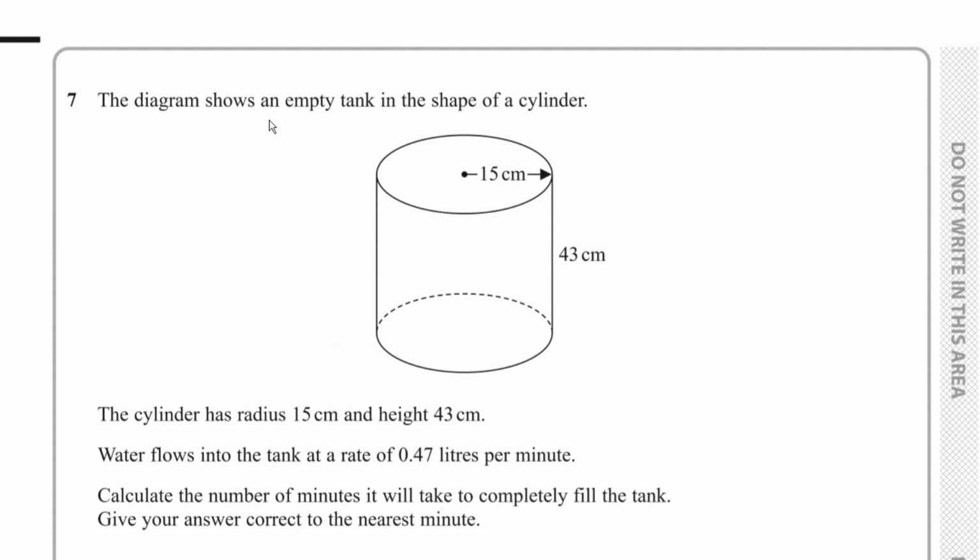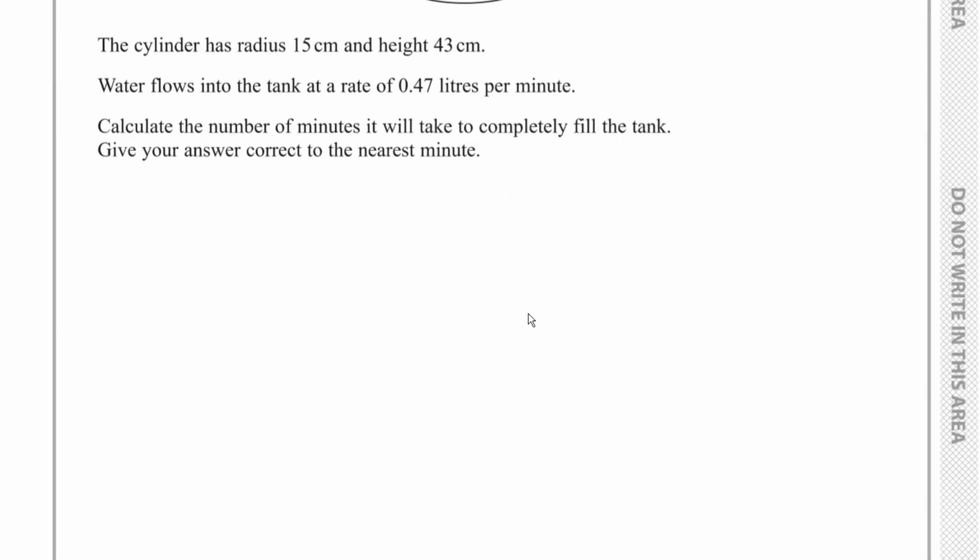Question number 7. The diagram shows an empty tank in the shape of a cylinder. The cylinder has radius 15 centimeters and height 43 centimeters. Water flows into the tank at a rate of 0.47 litres per minute. Calculate the number of minutes it will take to completely fill the tank. Give your answer correct to the nearest minute. The first thing we can do is find the volume of the tank.